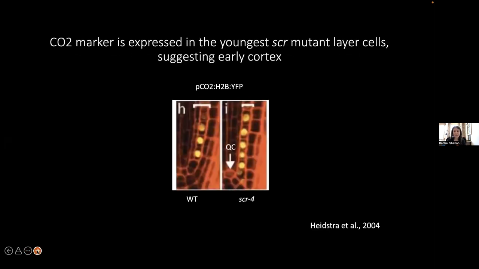So I looked at this also, of course, in vivo. I was interested if known markers support this conclusion from the single cell data. So first, there's a published marker, which is called CO2. This is expressed in the youngest cells in wild type, but also in Scarecrow. So here, this marker is shown in yellow in wild type, and it's expressed in the cortex cells closest to the bottom, to the stem cell niche. And that's very similar in Scarecrow, suggesting that the youngest cells do indeed have cortex identity.